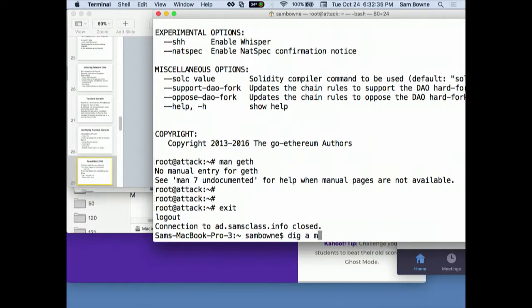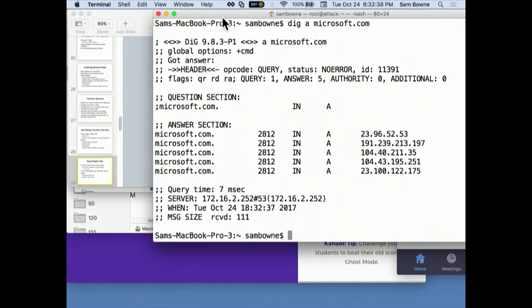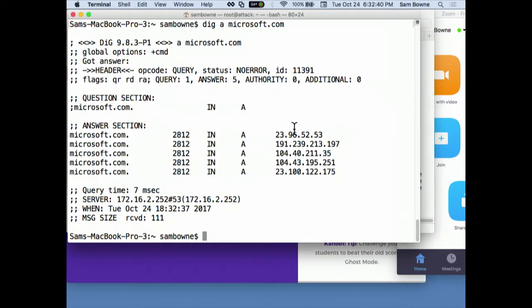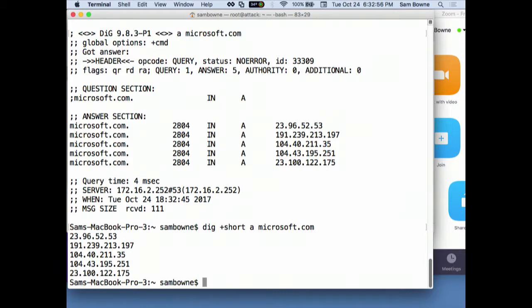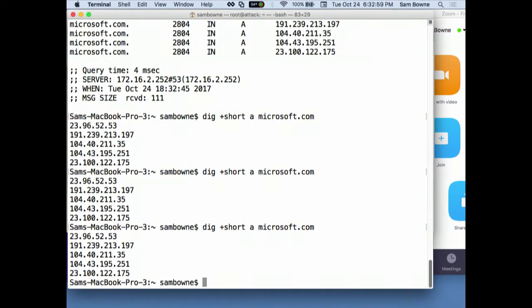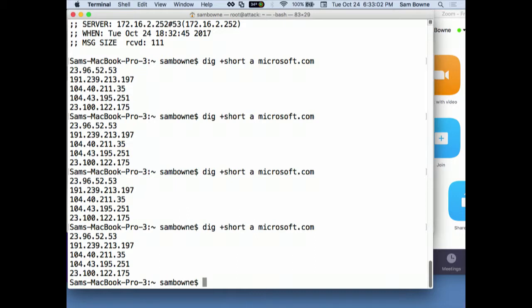Dig a Microsoft.com. All right, yeah, that looks pretty good. So Microsoft has 5 numbers, 23, 191, 104, and another 23. And if I just do it again, let's see, there's a way to make it shorter. Plus short, I think. Yeah. All right. Well, it looks to me like I'm getting the same answer every time. No, I'm not getting the same answer every time. This one's 197. Now it's, is it the same every time? Same one. Yeah. All right. Well, let's see. I don't know what they've done there that makes it different.